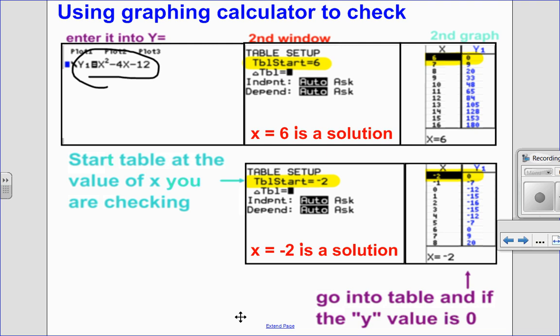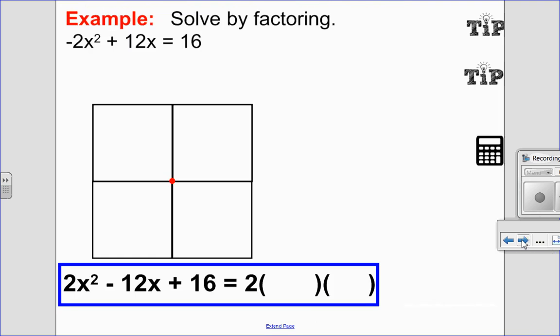So every question that you do, I want you to check. Now, whether that check is looking at your answer in the back of the book or my detailed solutions, make sure you check. On a quiz, you would check, of course, with the graphing calculator. Okay, let's try another one.